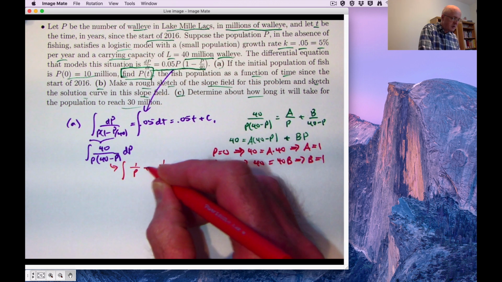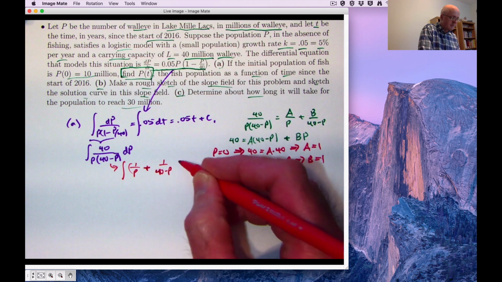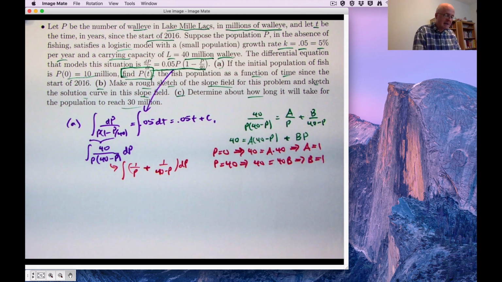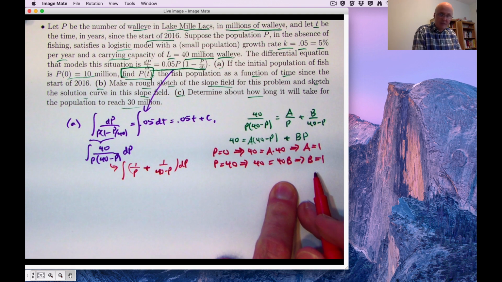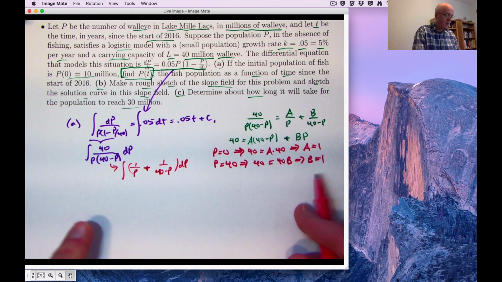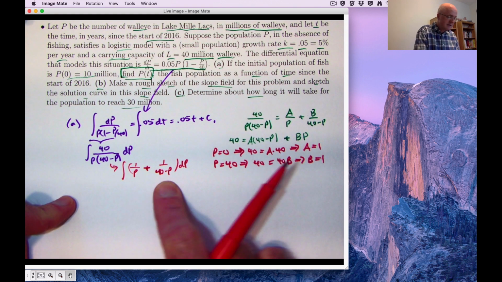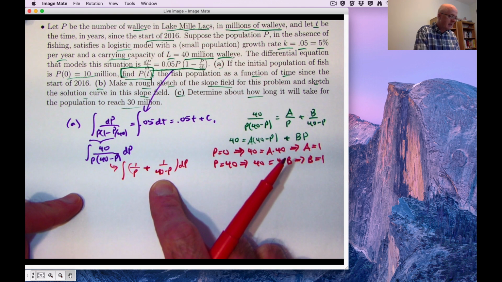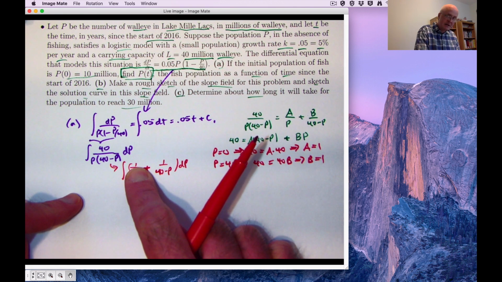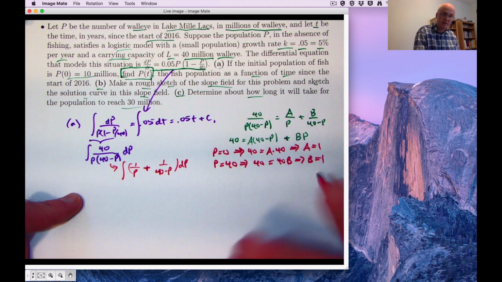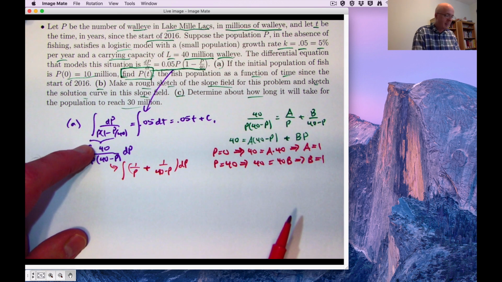The 40 in the numerator back here went away because in solving for a and b, we find what makes this equal to that. And you can always double check it by adding these fractions, by getting that common denominator of p times 40 minus p. You'd have a 40 minus p up here if you did that, and also a p up there, and the p's would cancel, leaving you with a 40 in the end, just like you see here.